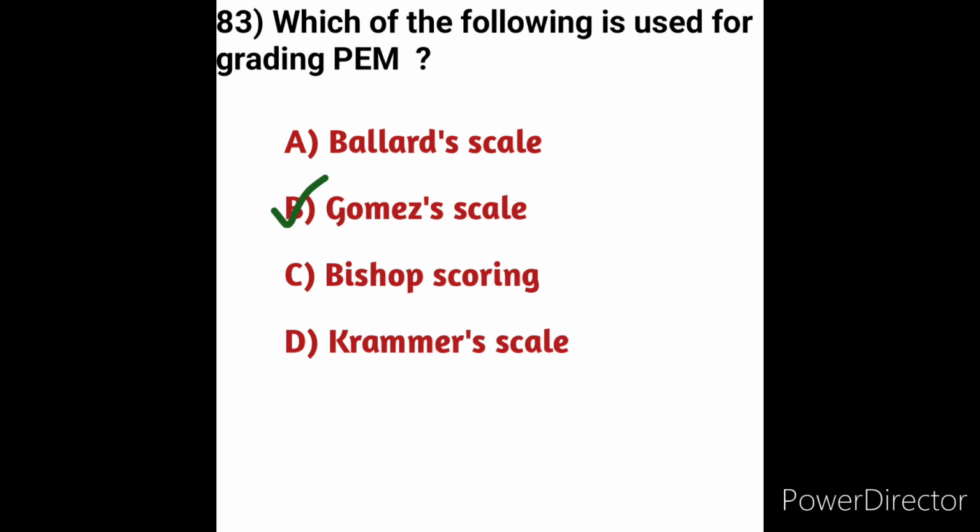Gomez scale: PEM, protein energy malnutrition, may be classified according to Gomez based on the child's weight for age. This classification of nutritional status is well known and widely used for protein energy malnutrition in children. So here option B is the correct answer. We will move on to question number 84.